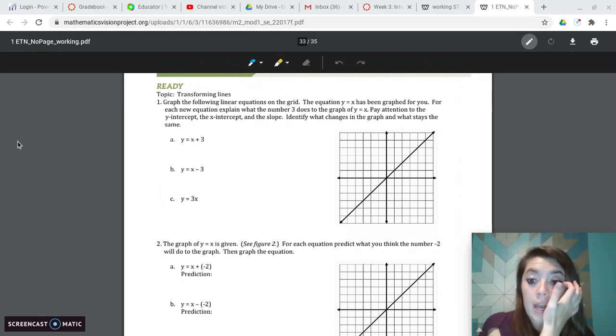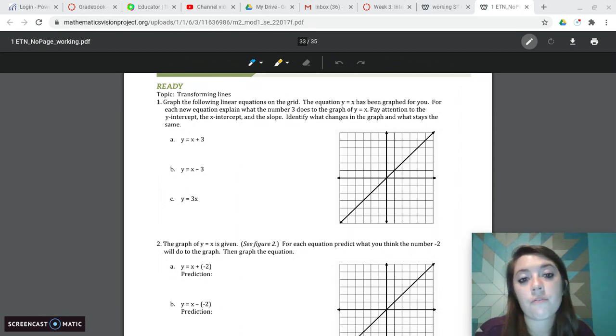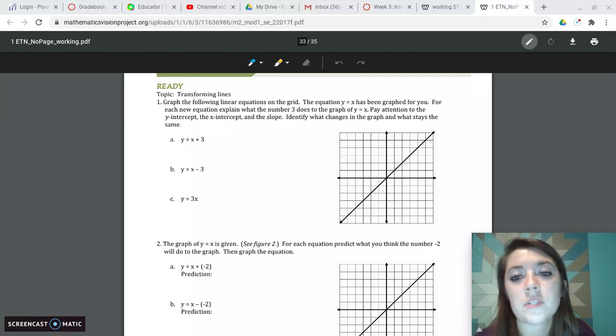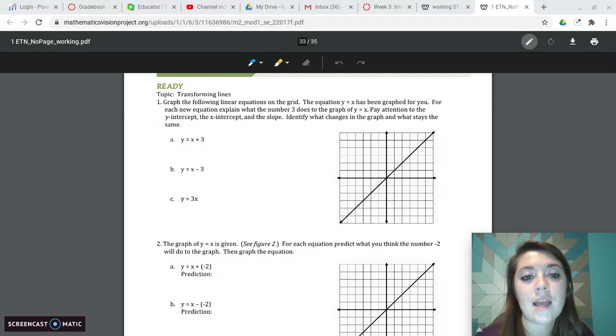The first thing we're looking at is transforming lines. We want to graph the following linear equations on the grid. The equation y equals x has been graphed for you. For each new equation, explain what the number 3 does to the graph of y equals x. Pay attention to the y-intercept, x-intercept, and slope. Identify what changes in the graph and what stays the same.